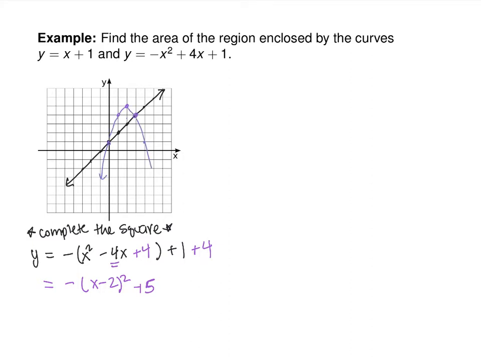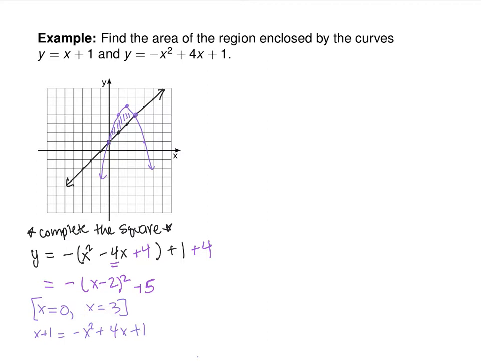So what we're looking for is the area of this region. As long as your picture is really accurate, you can see that the intersection points occur at x equals 0 and x equals 3. If you wanted to find those exactly, you'd have to solve x plus 1 equals negative x squared plus 4x plus 1, if your graph isn't good enough to tell what they are.